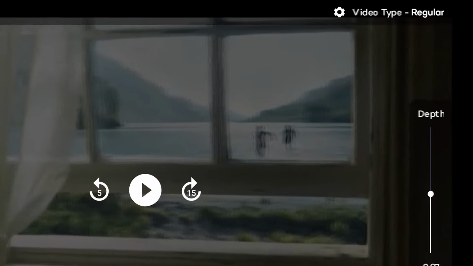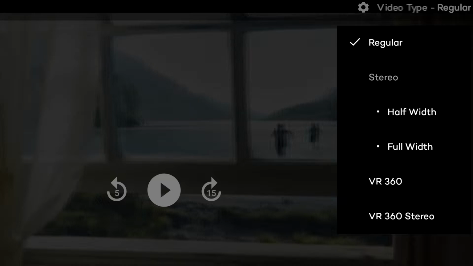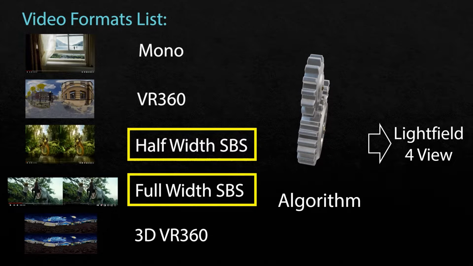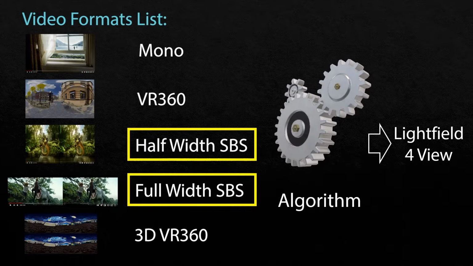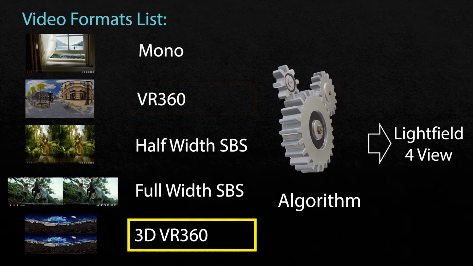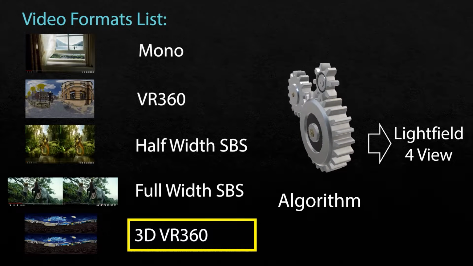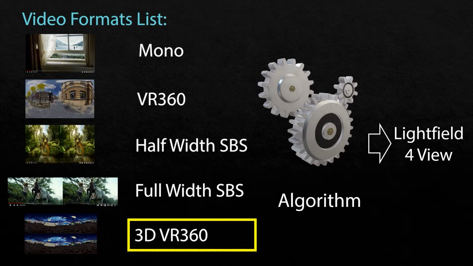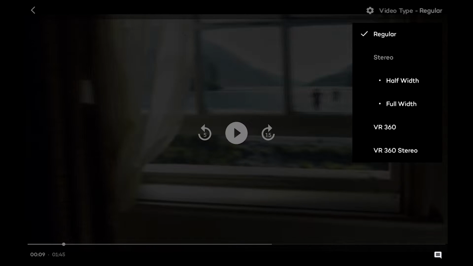The type of video is generally auto-detected, but if the app does get it wrong for some reason, you can manually set the type of the video, and it will either be a mono, regular 2D video, or a half or full width SBS, that's side-by-side video. It can also be a VR 360 or a VR 360 that is 3D, that has an above and below version of the VR 360. Now, these are all formats that you can find on YouTube.